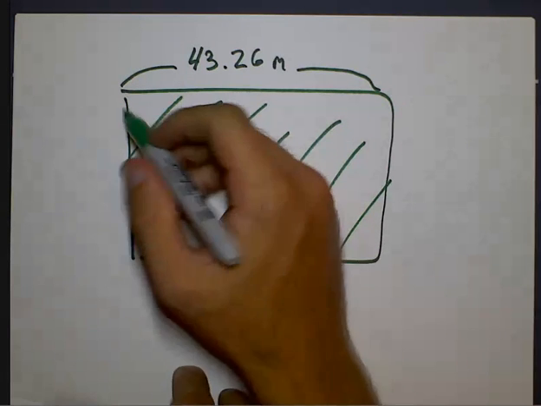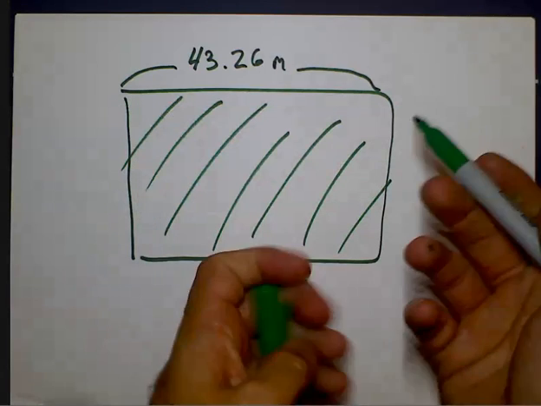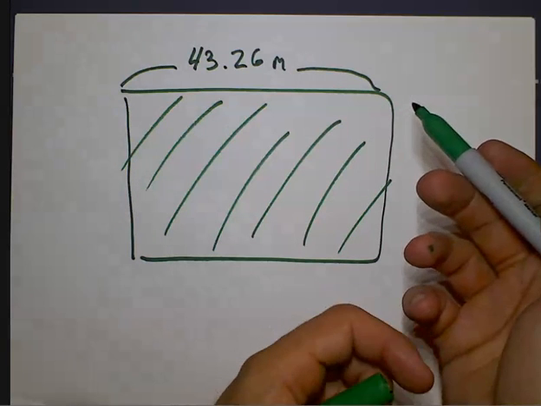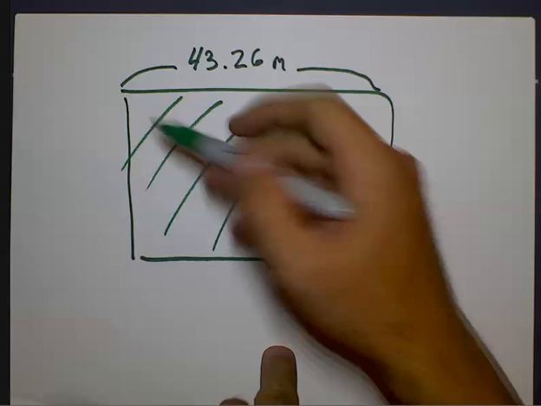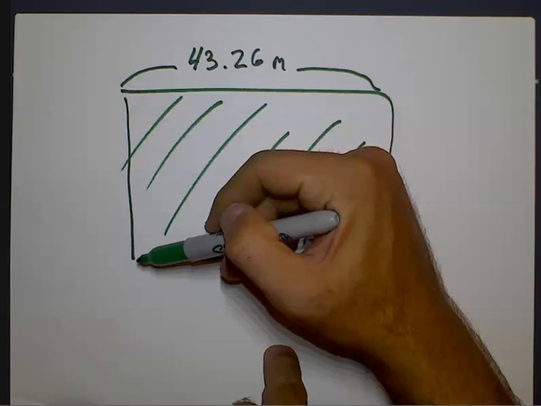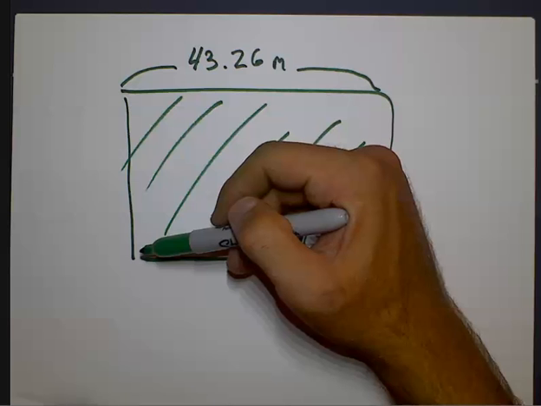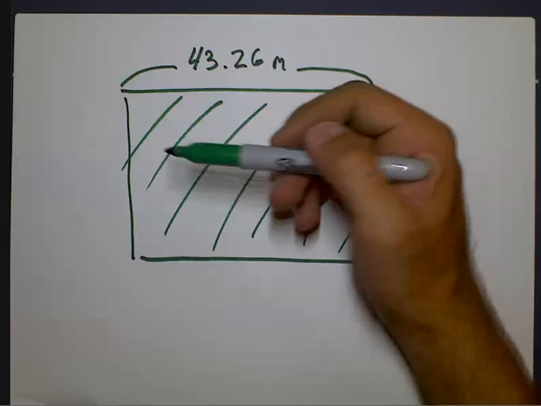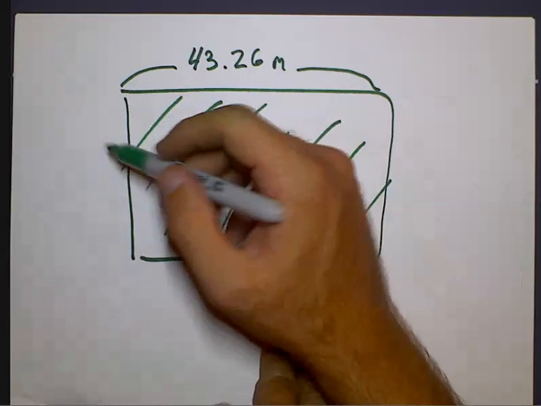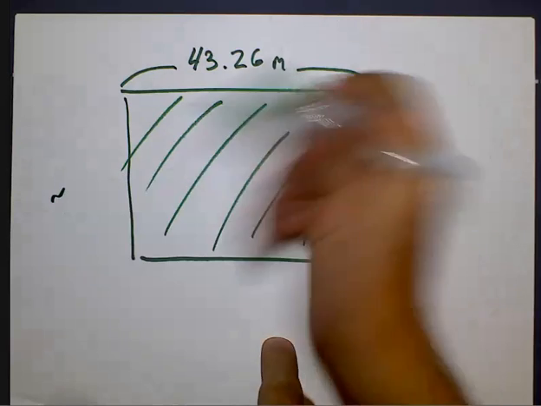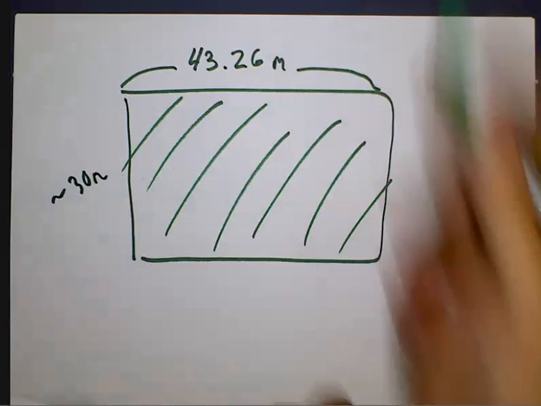Well, for whatever reason, you managed to break your tape measure. So when you're going to measure this side, you don't have your tape measure, nobody's able to drive you to the store, you don't have any money, you don't have another tape measure. And you just estimate this, and you say, that looks like it's about 30 meters.